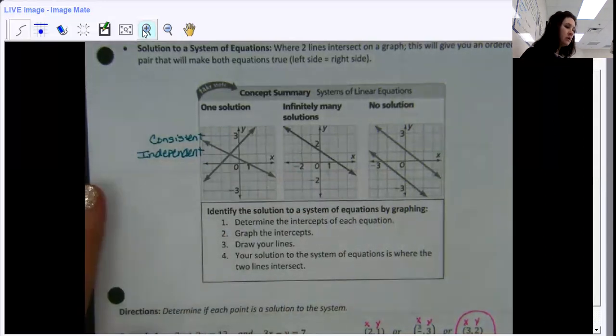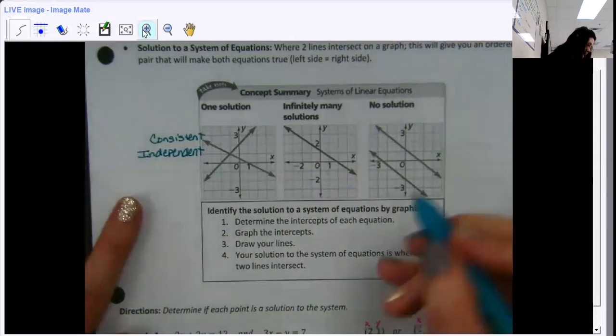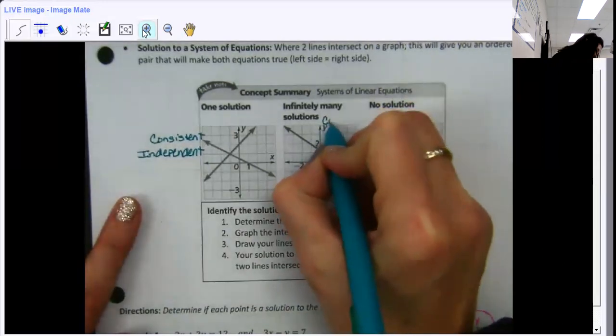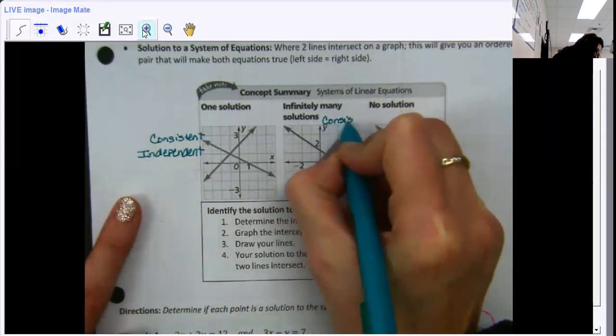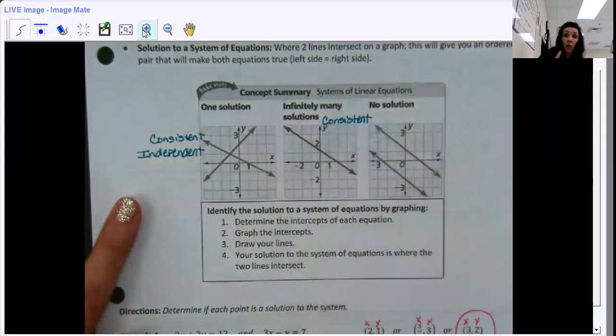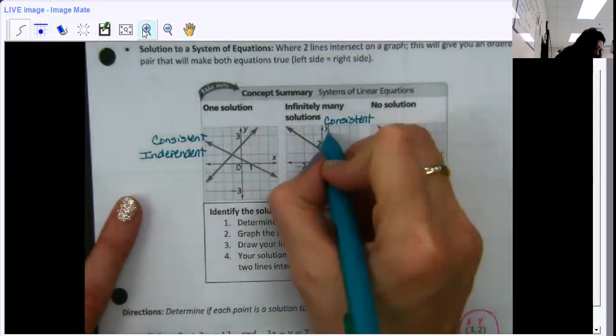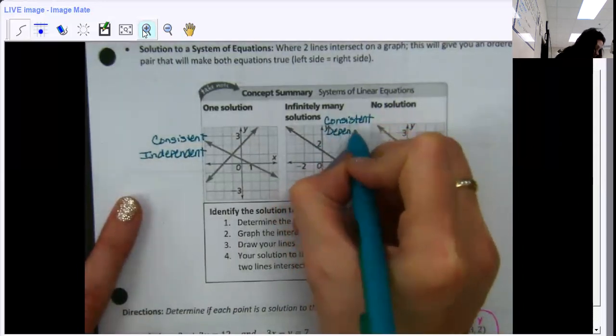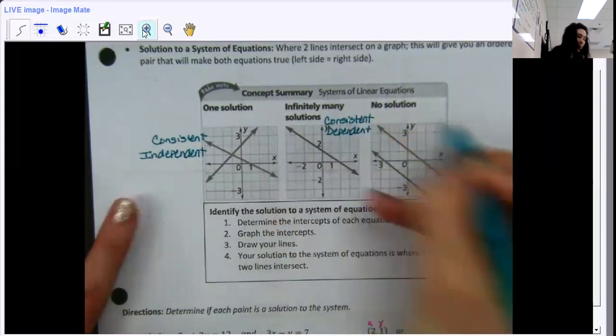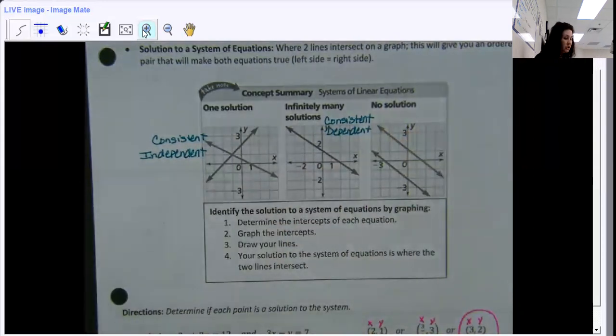When you have an infinite number of solutions, we call it consistent, because it has at least one solution. And we call it dependent because in order for them to have an infinite number of solutions, one equation depends on the other. They both have to be identical, okay?